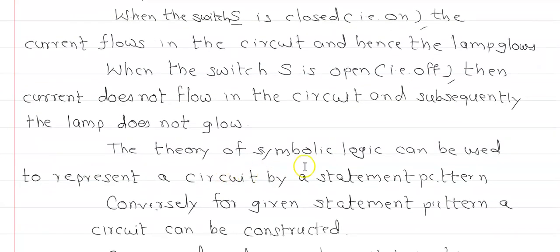The theory of symbolic logic can be used to represent a circuit by a statement pattern. Conversely, for a given statement pattern, a circuit can be constructed. That is, in both ways, symbolic logic can be used to represent the circuit and the statement can be used to construct the circuit.